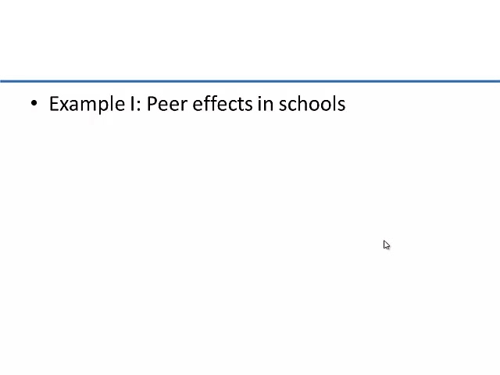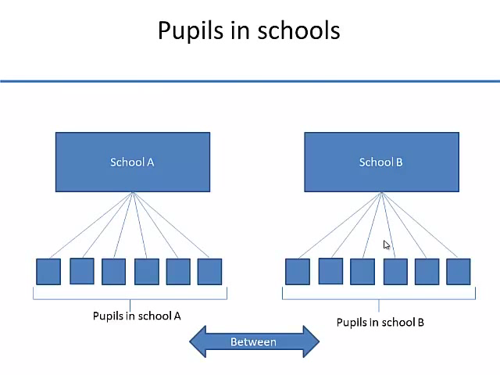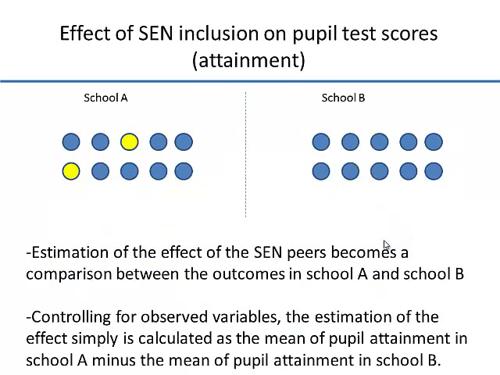Just to give an example for peer effects in schools then, we have pupils in school A and pupils in school B, and one of the ways we might estimate the effect of being educated amongst these peers compared to these peers is compare pupils in the different schools.